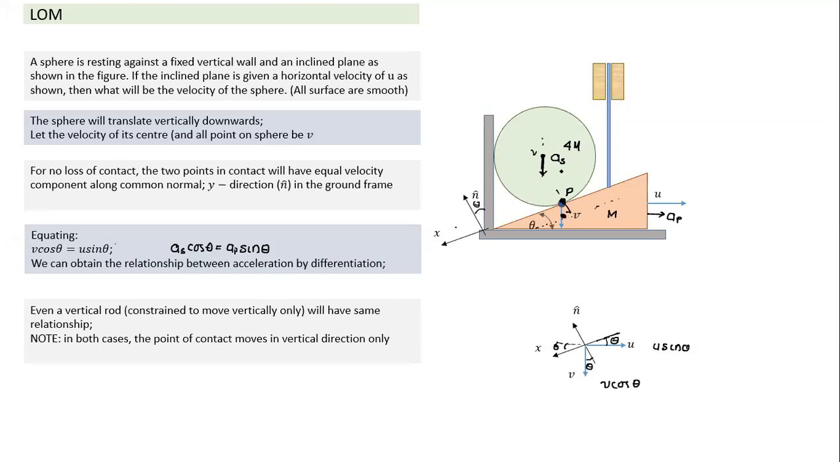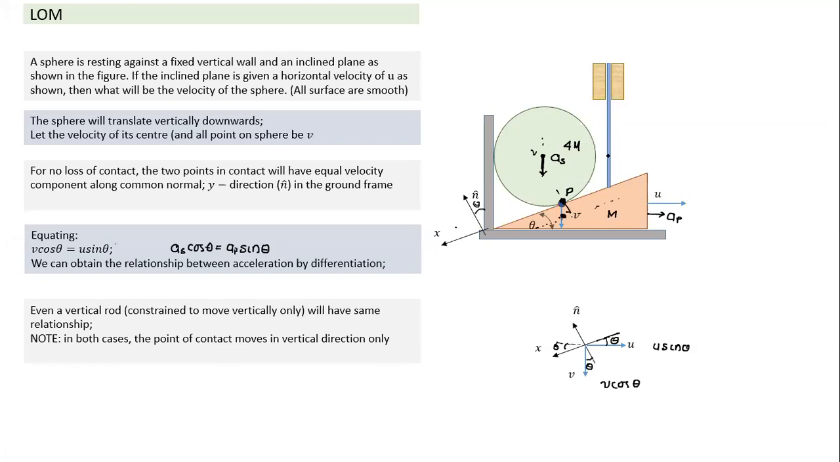Let's take another case. In the case of the sphere, the point which was in contact with the inclined plane remained in contact, and it has moved in the vertical direction. Rather than having a sphere, suppose we have a vertical rod, constrained to remain vertical, so it can only move in the vertical direction. Suppose we have the rod here, placed on the inclined plane. If this inclined plane is given a velocity u here, with what velocity will the rod move?